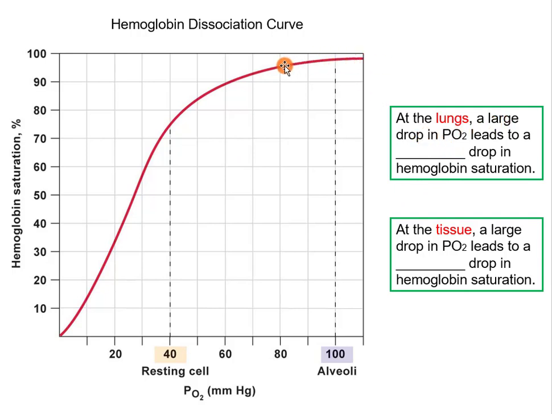And again, we're not really defining what we mean by large, but the shape of this curve kind of flattens out before it takes this huge dip. What I would say to you is that a large drop in PO2 leads to a small or moderate drop in hemoglobin saturation. But once you get to the tissues, look what's happening here.